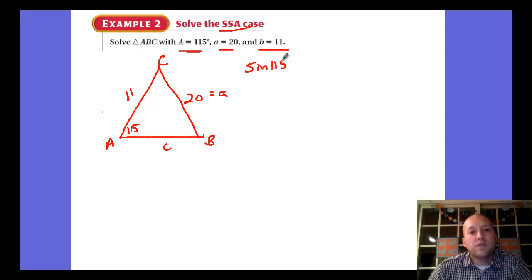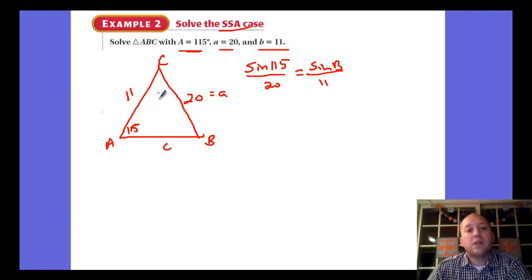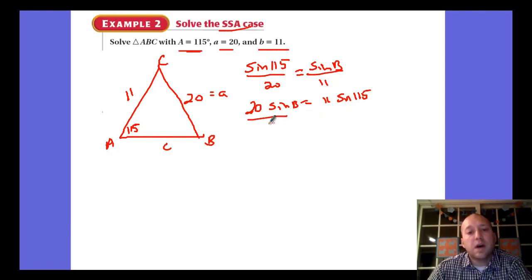Sine of 115 over 20 equals the sine of B over 11. We have to solve for angle B first because we know nothing about angle C or side C. So we can find the second angle, which allows us to find the third angle just using the sum of a triangle's angles is 180. And then we can use law of sines to find the side C. So let's cross multiply here. 20 times the sine B equals 11 times the sine of 115. And divide by 20.